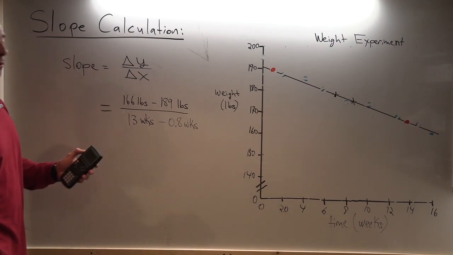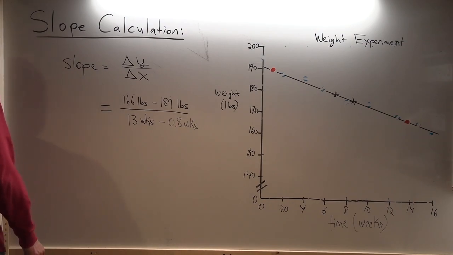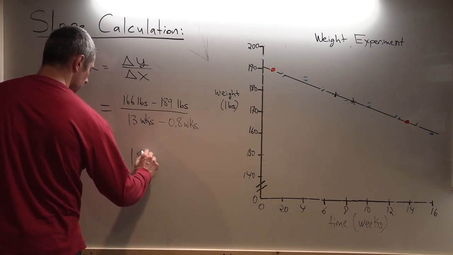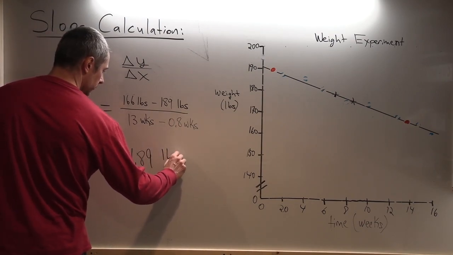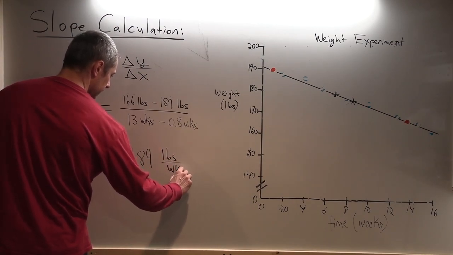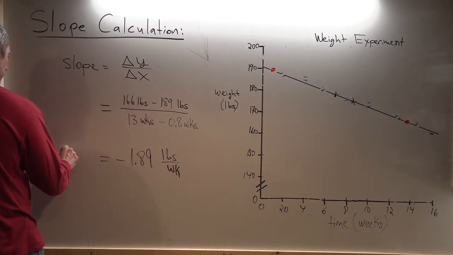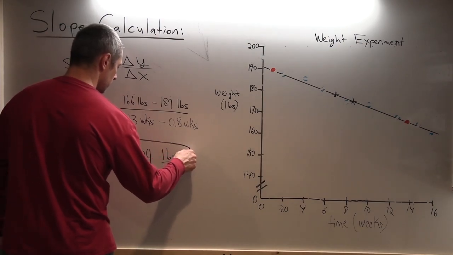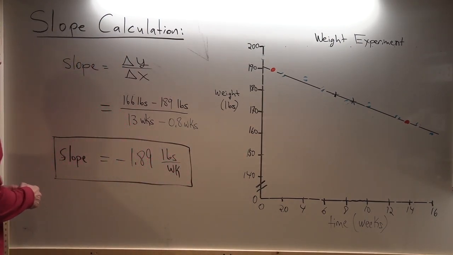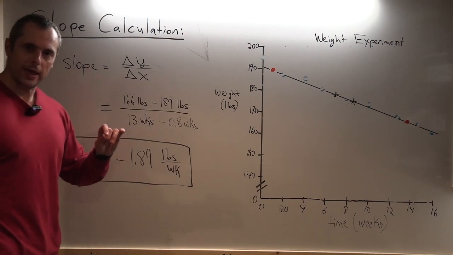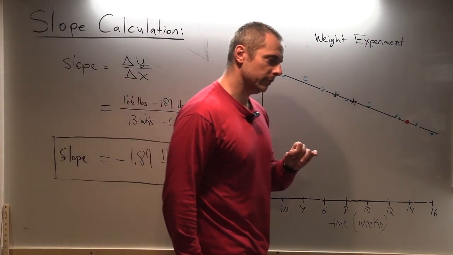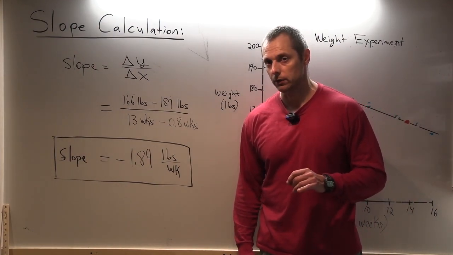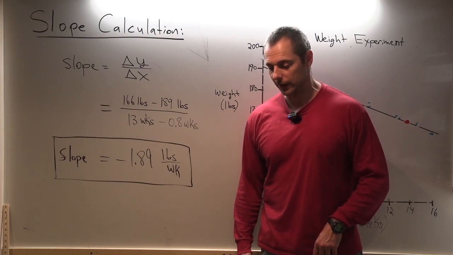And I get negative 1.89 pounds per week. And that's the trend, that throughout this experiment, this person lost about 1.89 pounds every week they were performing this experiment, okay? Eating 5 donuts a day, right?